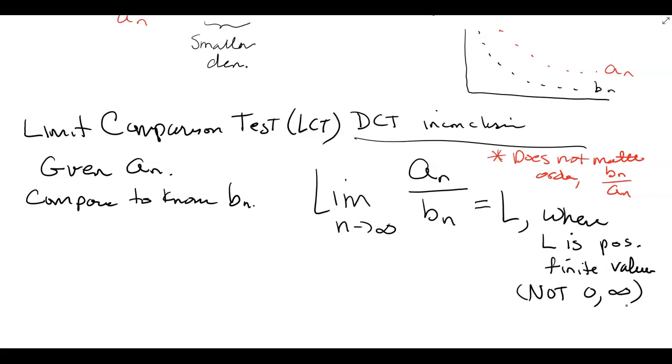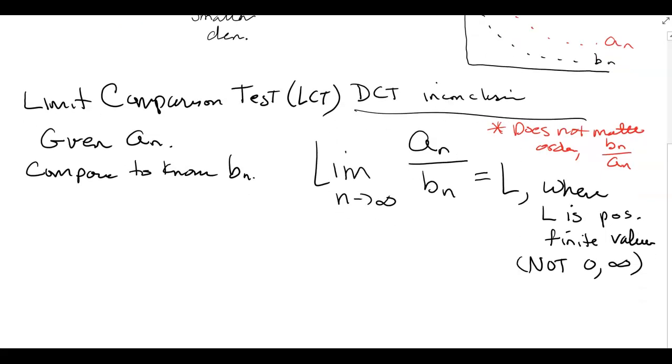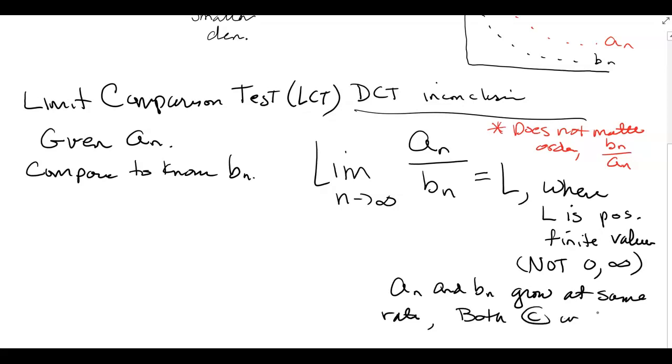as long as you get a positive value that's not 0 or infinity, then we can say a sub n and b sub n grow at the same rate, meaning they either both converge or both diverge. So whatever your known b sub n is doing, you can then state that a sub n is doing the exact same thing. Remember, it just can't be 0 or infinity.